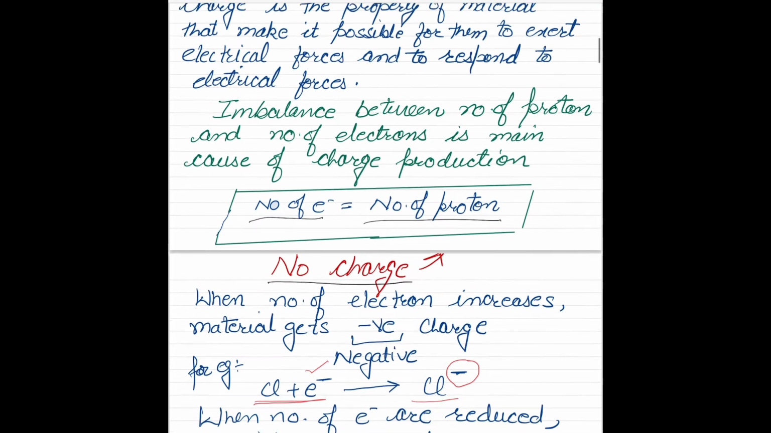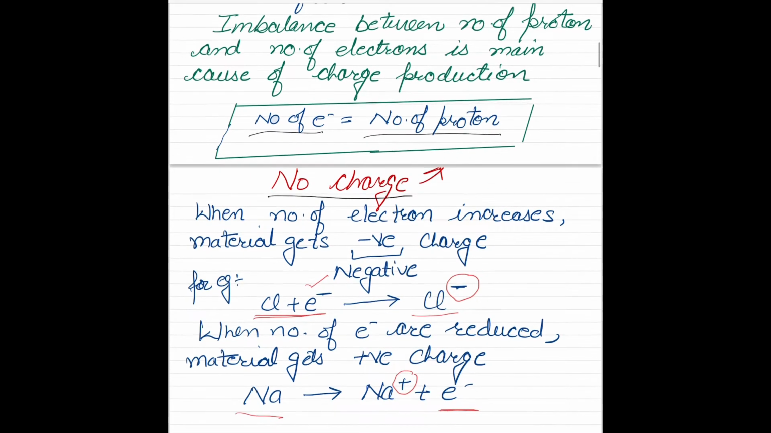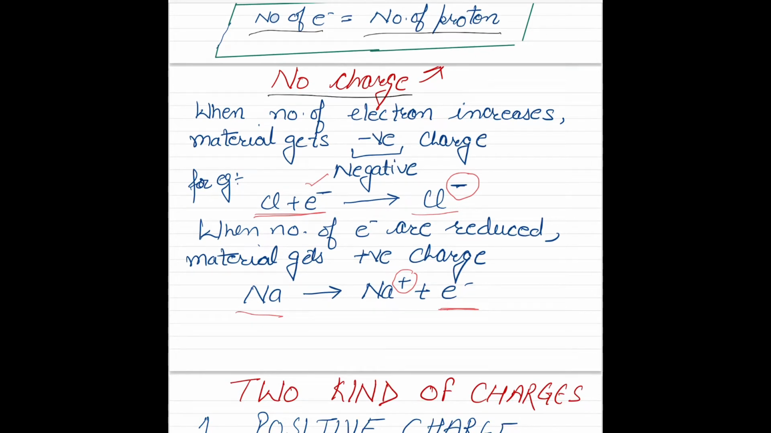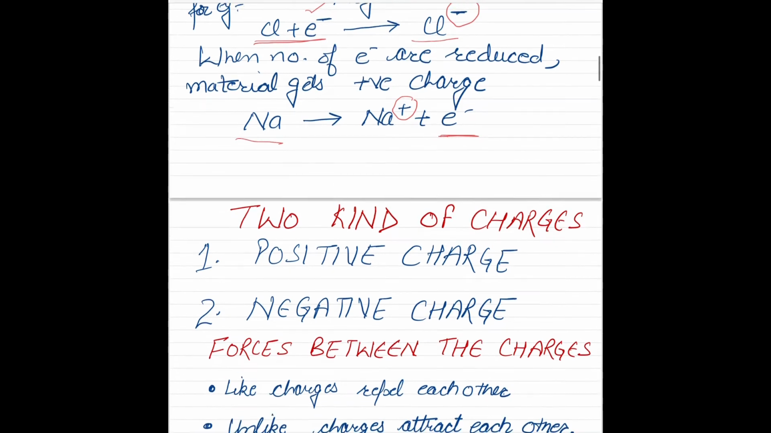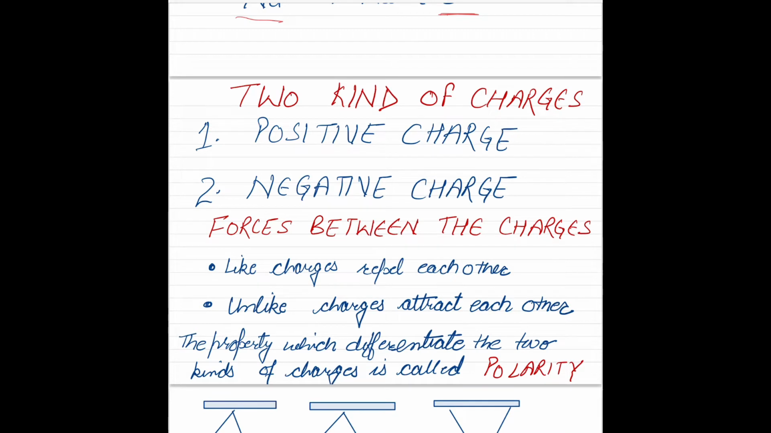So how does the charge appear? The main reason for the charge appearance is the imbalance between the number of protons and the number of electrons in the system, right? It will acquire negative charge if you give an extra electron to it, and it will acquire positive charge when you take out an electron. So depending upon the above discussion, we can say that the charges are of two types: the positive charge and the negative charge, right?